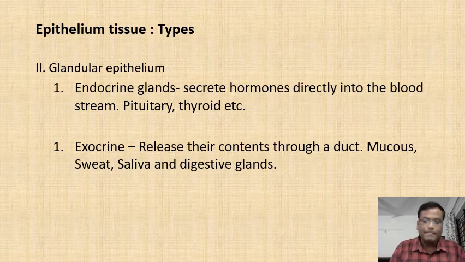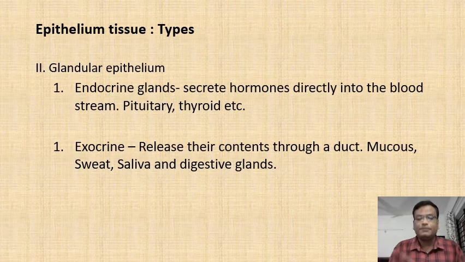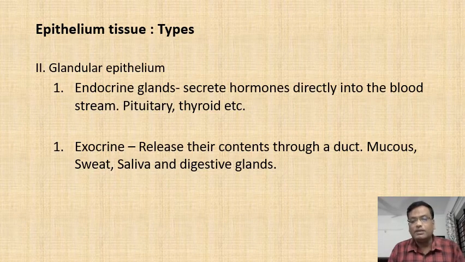Now, if you study the histology of endocrine glands, you will find that the structure of these glands is mainly made up of different types of epithelial cells which secrete the respective hormone. For example, pituitary gland cells secrete pituitary hormones like FSH, LH, ACTH, etc. And the follicle cells of the thyroid gland secrete the T3 and T4 hormones, thyroxine. Then the cells found in the pancreas, like alpha cells and beta cells, produce the glucagon and insulin hormones respectively.